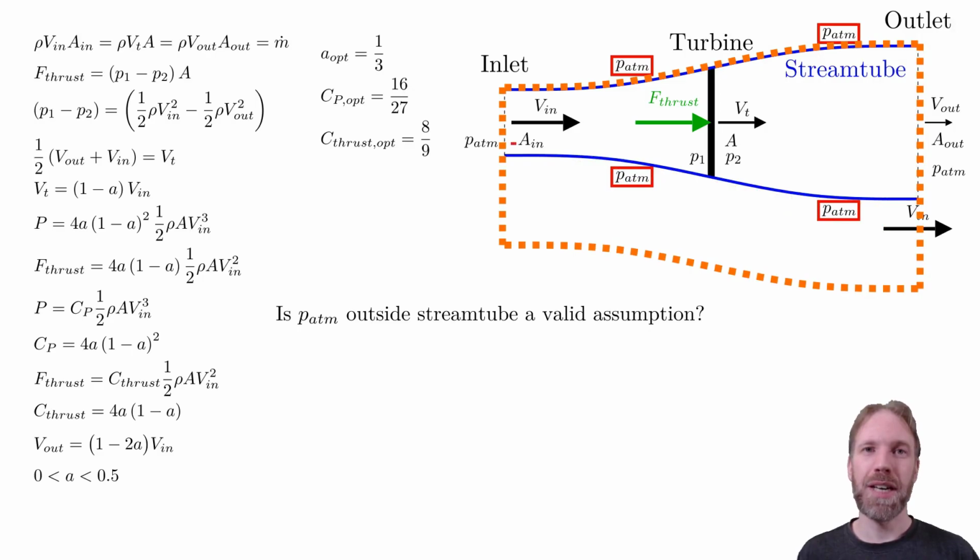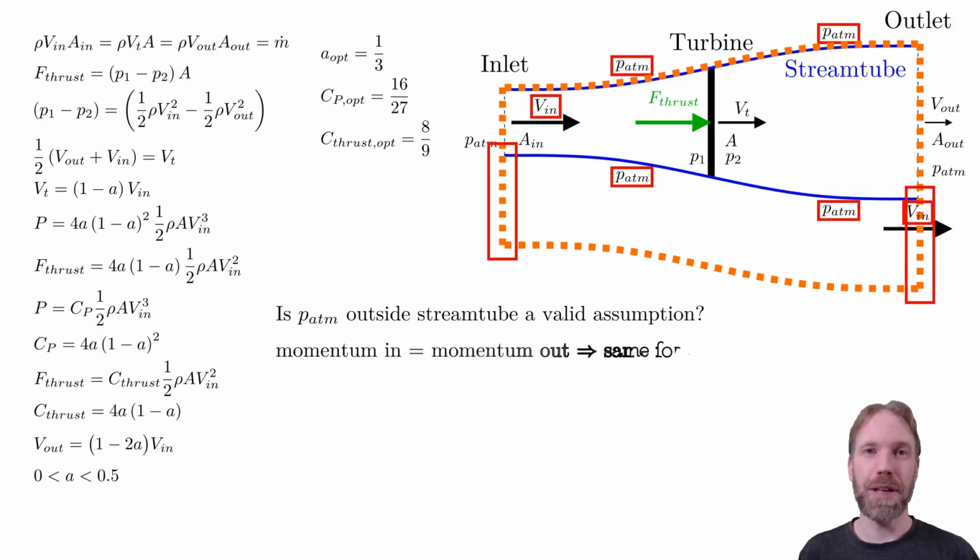Outside the stream tube, we should have inlet velocity both at the inlet and at the outlet according to our assumptions. If the velocities are the same, there is no change in momentum. No change in momentum means no force. Hence, expanding the stream tube should not change the external force in any way. This means that the expanded stream tube should give exactly the same results as before.